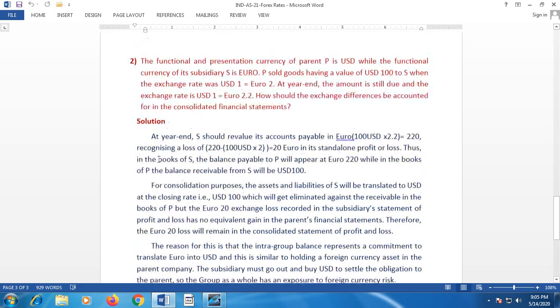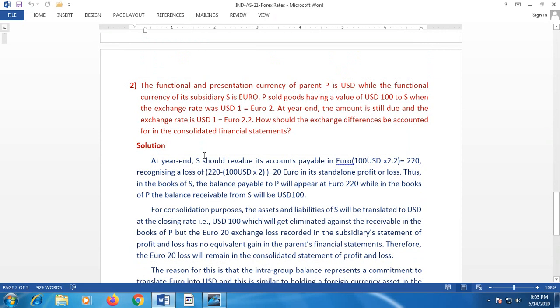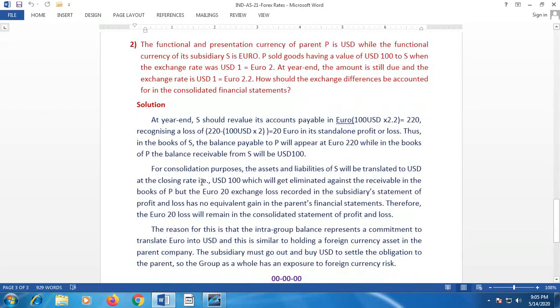The illustration is very much clear regarding how the exchange rate difference has to be adjusted in the books of accounts when consolidated financial statements are prepared. Hope you have understood the illustration.